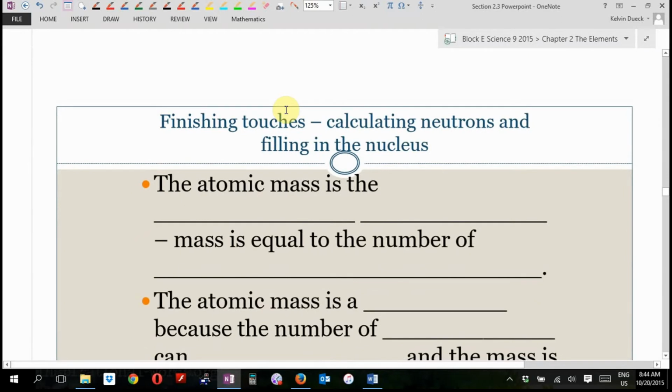So, calculating the neutrons and filling in the nucleus. I've talked about this already a little bit, but we'll write it down in our notes formally and officially now. The atomic mass is the average mass of an atom, which is why, Nick, some of them are decimals.